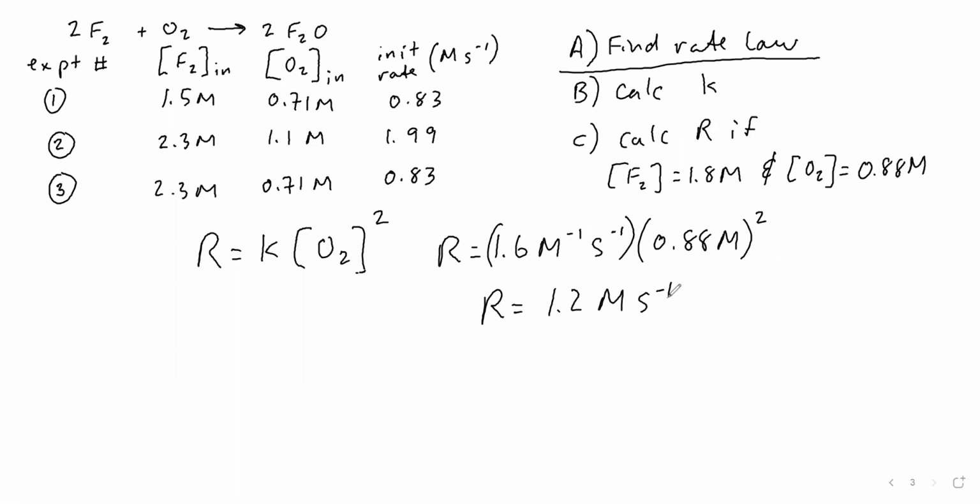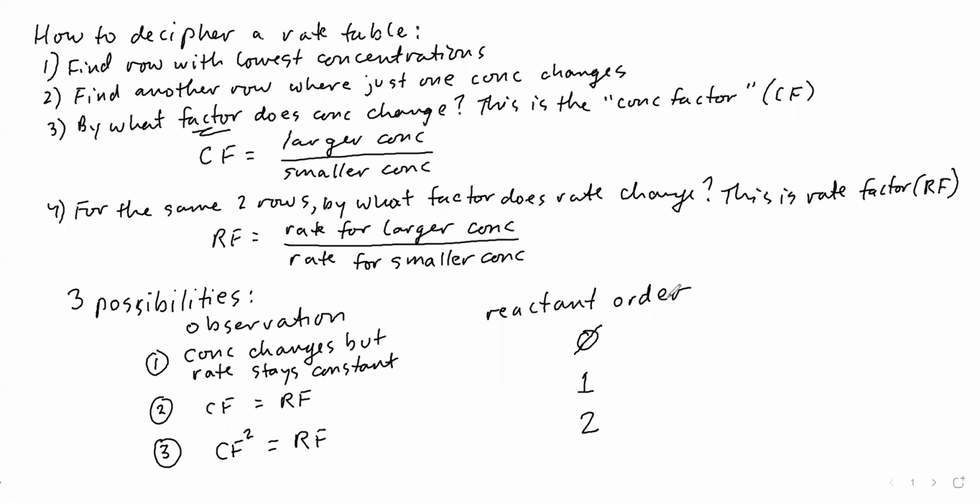So those are two examples of how you disentangle the information in a rate table. And for your note taking, what you might do is take a screenshot of this very first page, which then goes over all the steps. And I'll just say them real quick again. Doing a rate table, what we're going to do is, first of all, find the row that has the lowest concentrations and another row where just one concentration is increasing.